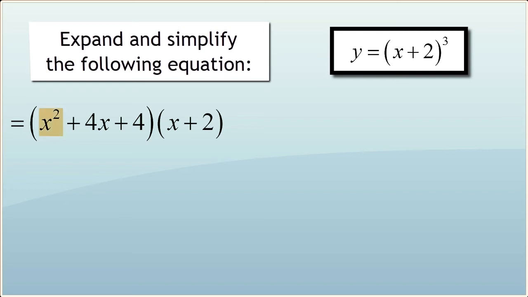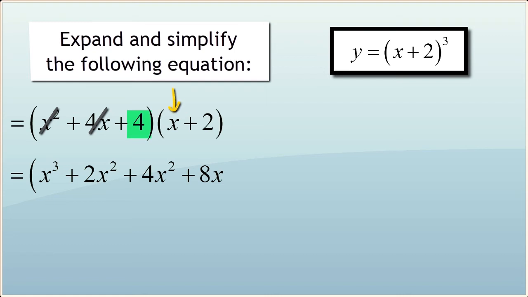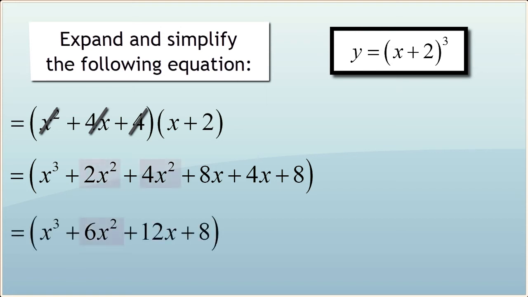Starting with the x squared term, multiply it in order through the second set of brackets. In other words, let's determine what is x squared times x and x squared times 2. Now we're done with x squared. Move on to the 4x term. Determine 4x times x and 4x times 2. Done with 4x. Lastly, determine 4 times x and 4 times 2. Now we're done with 4. Now we can clean everything up. The final answer is therefore y equals x cubed plus 6x squared plus 12x plus 8.